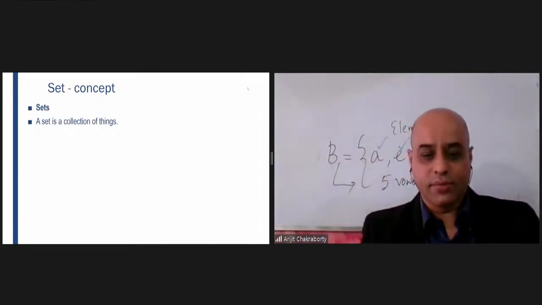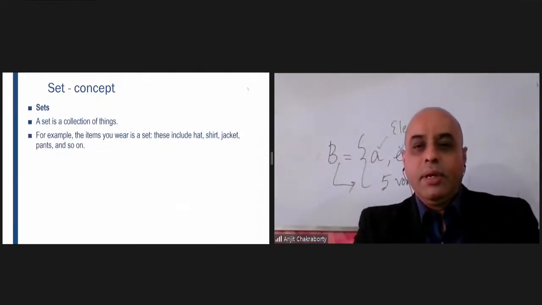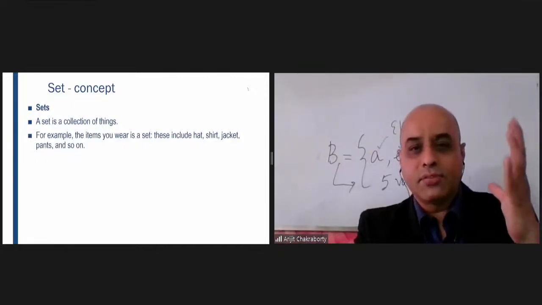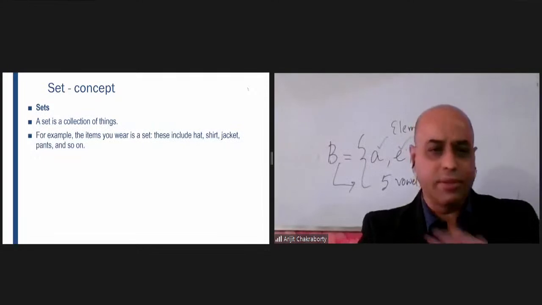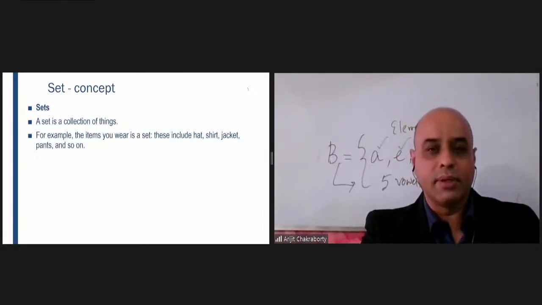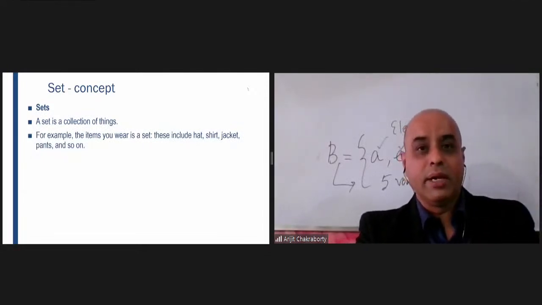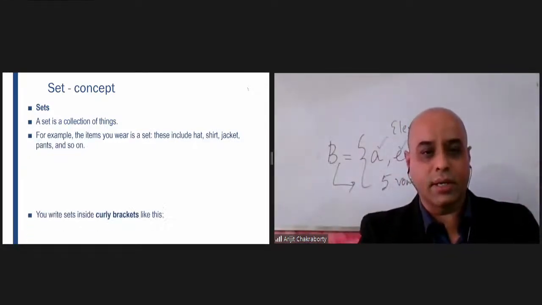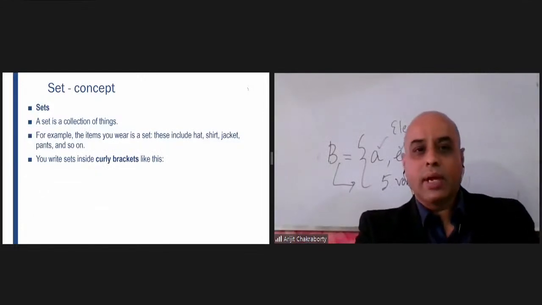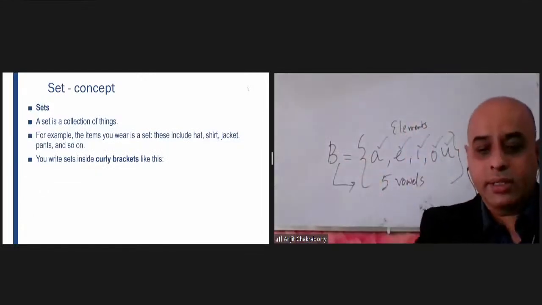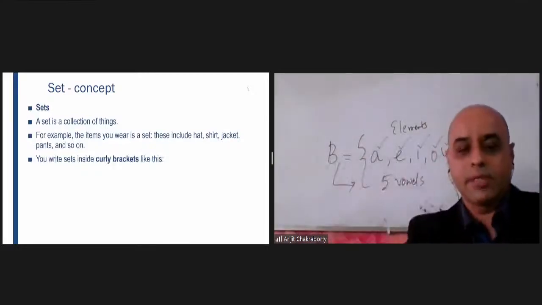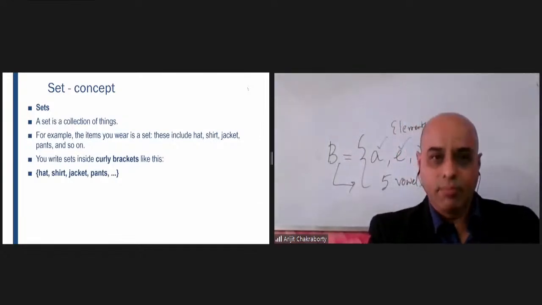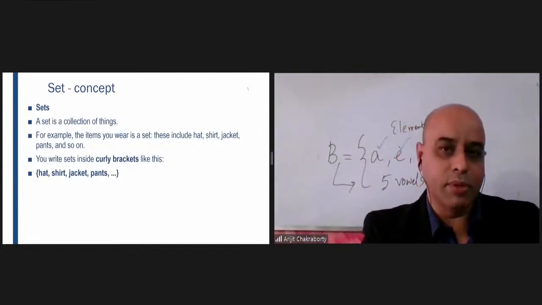Okay, set is a collection of things. So I've given some examples here: hat, shirt, jacket, pants, the set of pens you have, the set of copies, everything. Set of cars, for example, say a millionaire or billionaire has a fleet of cars. A fleet of cars can be called a set or a collection of cars. So normally we write set like this, with curly brackets, and that's how we denote each member of the set.